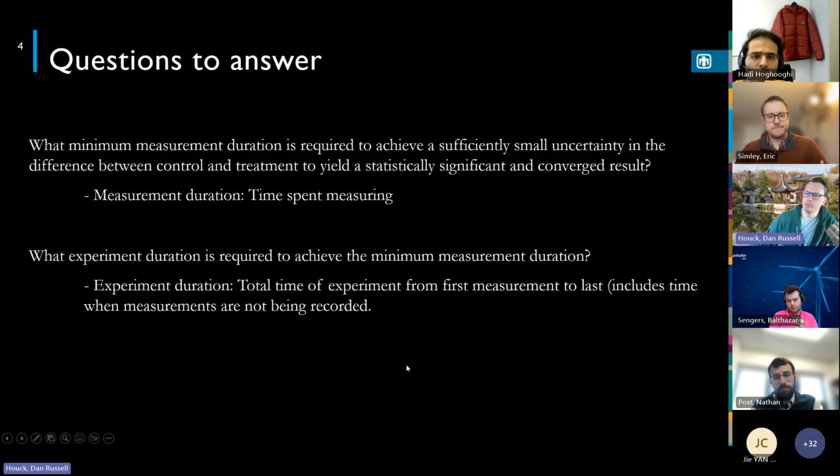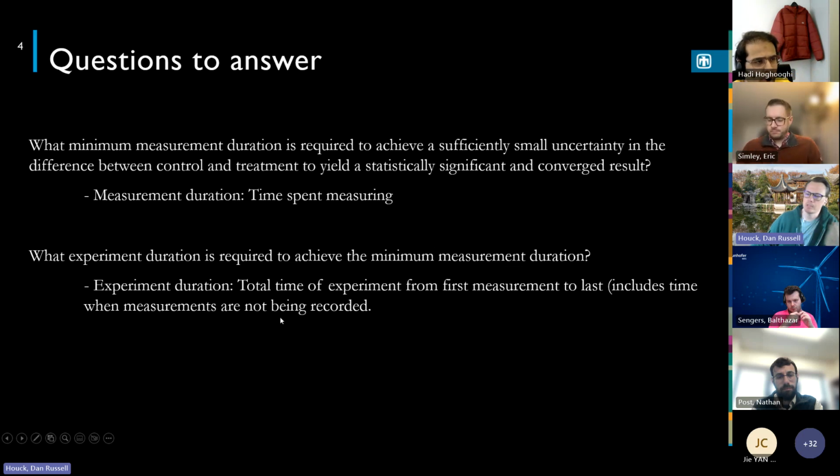So this is what we want to answer. Two questions closely related. What's the minimum measurement duration? And that's the time just spent measuring. What's the minimum measurement duration to achieve a sufficiently small uncertainty in the difference between control and treatment to yield a statistically significant and converged result? And notice there are words in here that need more definition. So the user gets to define what significant and converged mean for them. And then perhaps more importantly for many cases is what we're calling the experiment duration. So what experiment duration is required to achieve the minimum measurement duration?